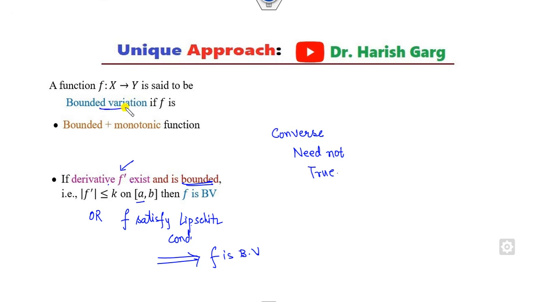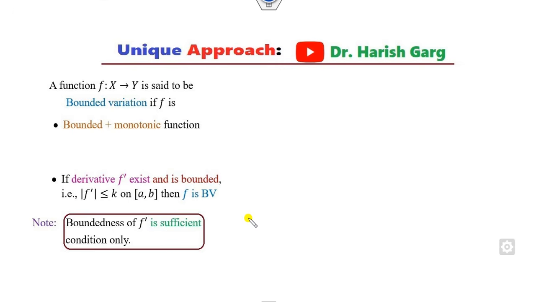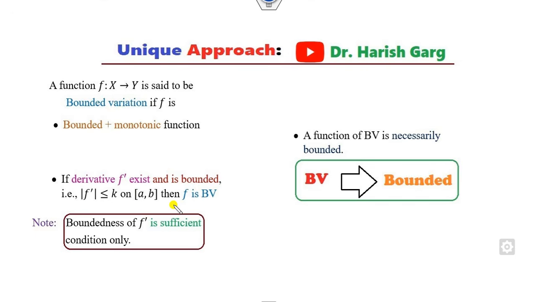So whenever you want to prove a function is of bounded variation, you have to check whether it is bounded and monotonic both, or if it satisfies the Lipschitz condition, then the function is of bounded variation. On the other hand, remember this boundedness is only a sufficient condition, not necessary. Another, if you prove that the function is of bounded variation, it implies the function is bounded. Also, the converse need not always be true. Or you can say, if the function is not bounded, it implies it is not of bounded variation.